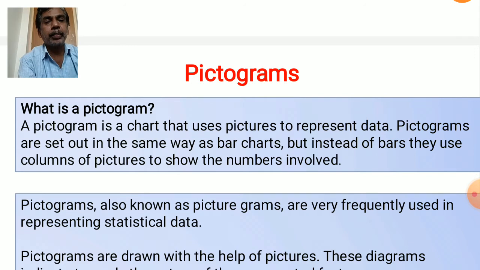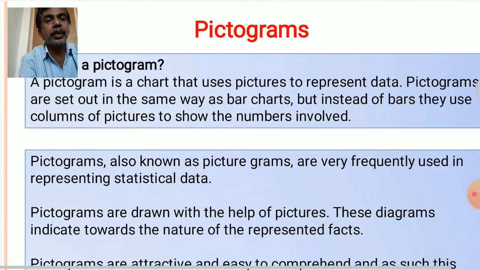So a pictogram is one type of three dimensional diagram, and it is a chart that uses pictures to represent statistical data. Pictograms are set out in the same way as bar charts, but instead we use columns of pictures for showing the numbers involved.